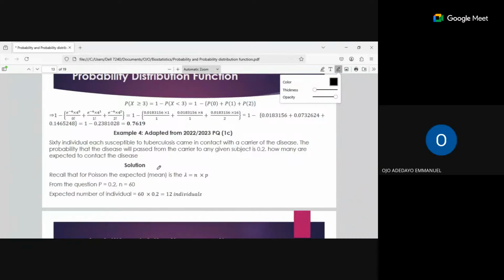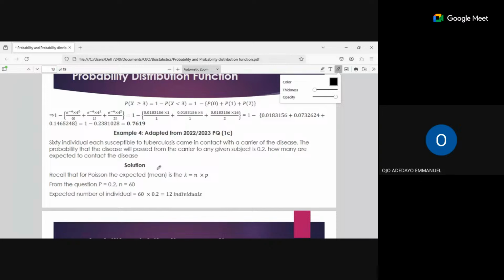They are asking you the expected value. Please note that anytime you hear the word expected value, it is the same thing as your mean. Expected value is the same thing as what? As mean. So now they ask you to find the mean of the Poisson, and mean is the same thing as the average. Mean is the same thing as the expected value.